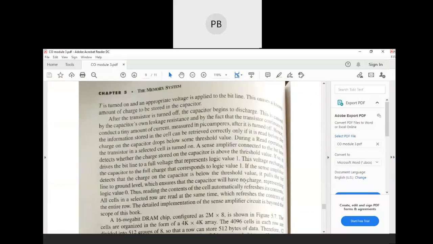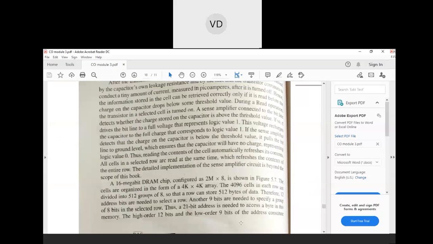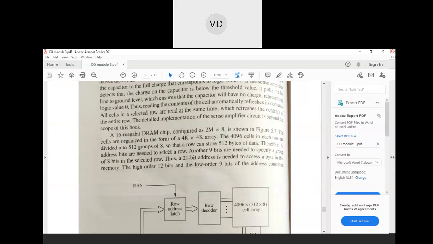Okay, you have understood. So next we are going to see this example of a single cell that we have seen. That single cell is modified, and we are keeping it in the form of a 4k into 4k array. Okay, 4k rows and 4k columns. 4k means 4096 cells.